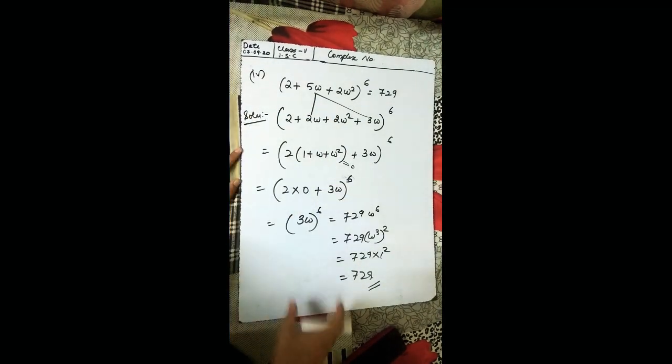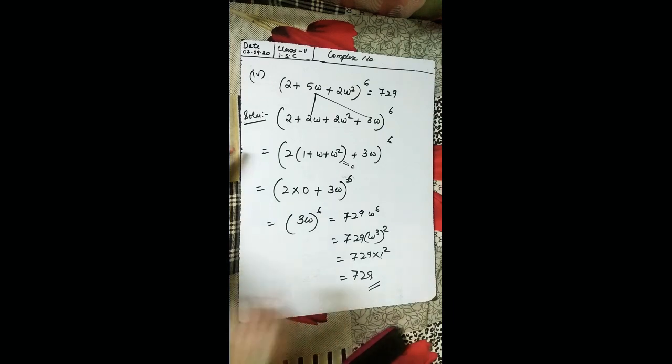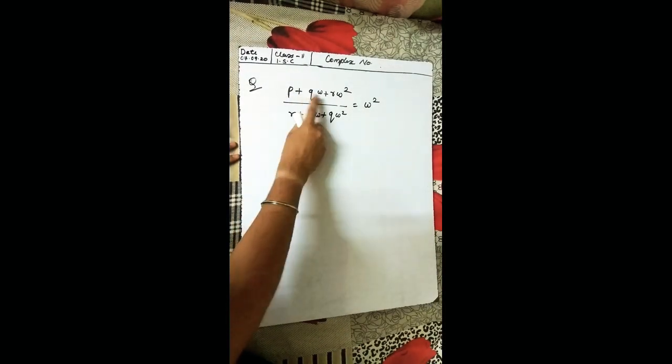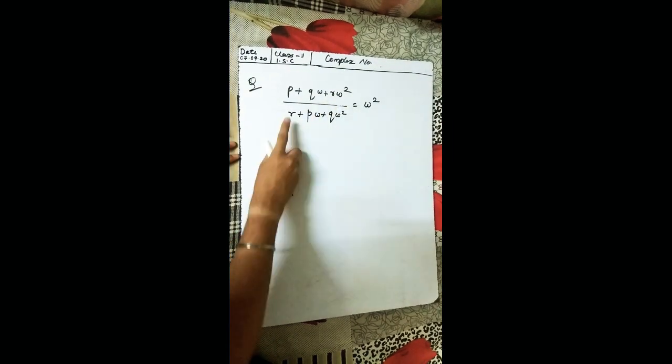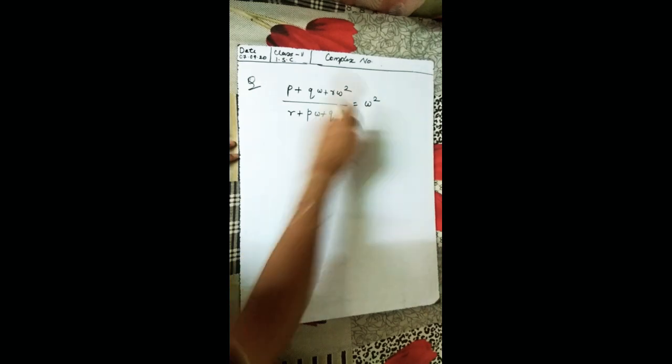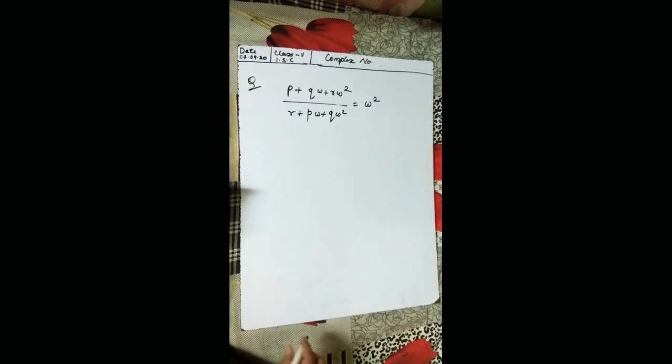Okay. So as you can see the solution, please try to understand this thing. Okay, and we'll head to the next question. Okay, let us do this question. It says that P plus Q omega plus R omega square upon R plus P omega plus Q omega square, you have to prove this is equal to omega square.